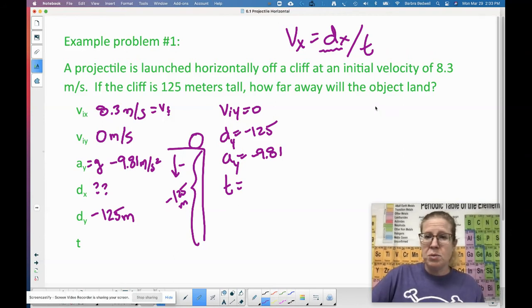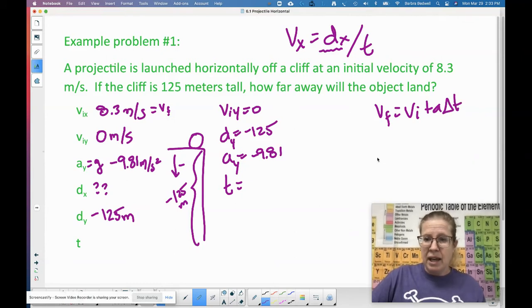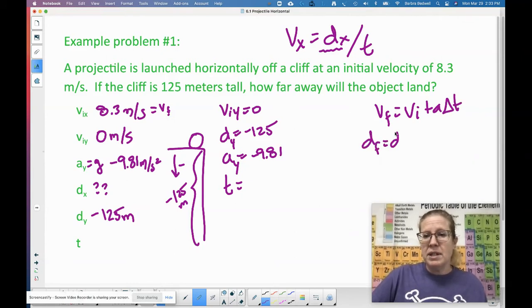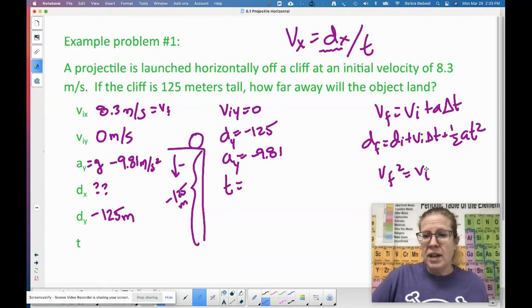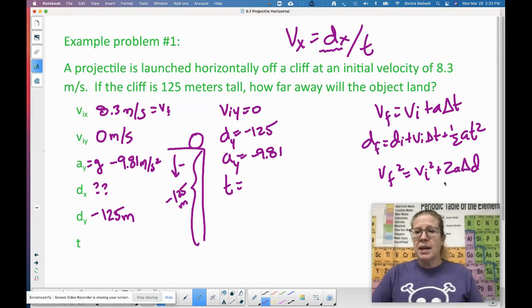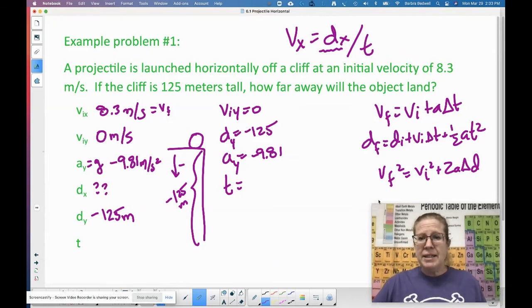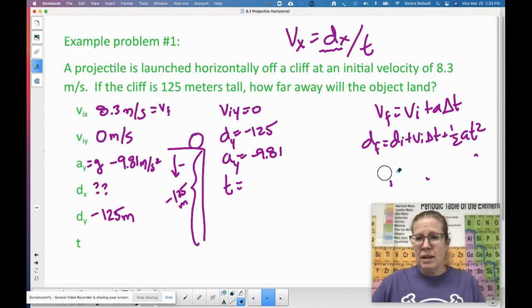We only have 2 equations with time, right? VF equals VI plus a delta t, and df equals di plus vi delta t plus 1/2 a t squared. We're not going to use Vf squared equals vi squared plus 2a delta d if we don't have to, simply because this one doesn't have time in it, and we need to find time. Yes, it would allow us to find final velocity, but we don't really need it. So we'll get rid of that.